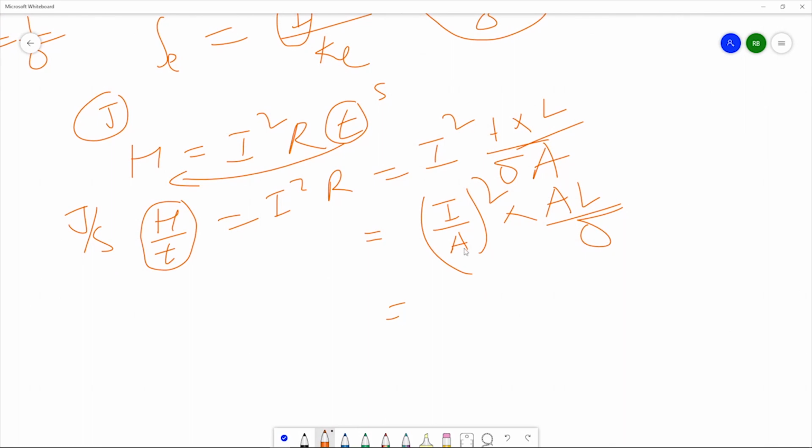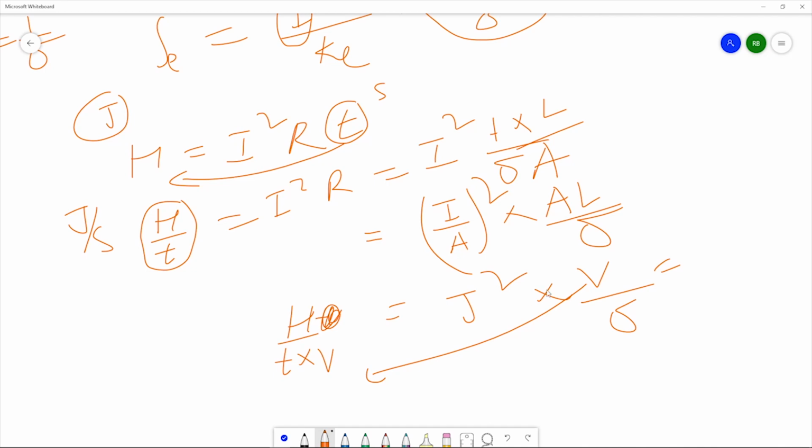Okay, so I by A is nothing but current density, J square, and A into L is nothing but volume, right? And we have sigma, that is electrical conductivity. So take the volume on this side, so you already have H by T into volume. So we have H by T, volume times volume, equal to J square by sigma. And this is nothing but written as SC.